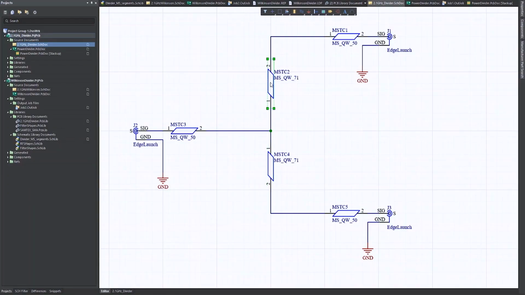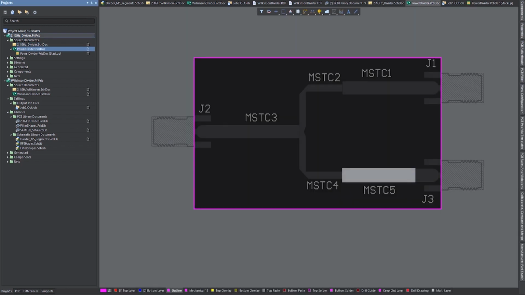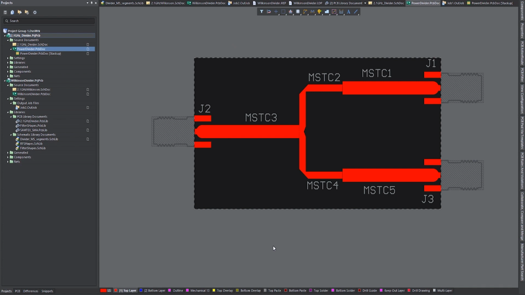But so I have my 70.71 segments here, quarter wave transformers. I have a 50 ohm segment and then two 50 ohm segments on the output. And these are all implemented on the board as actual net tie components. So I'll do another video on how to make RF parts using net ties down the track.